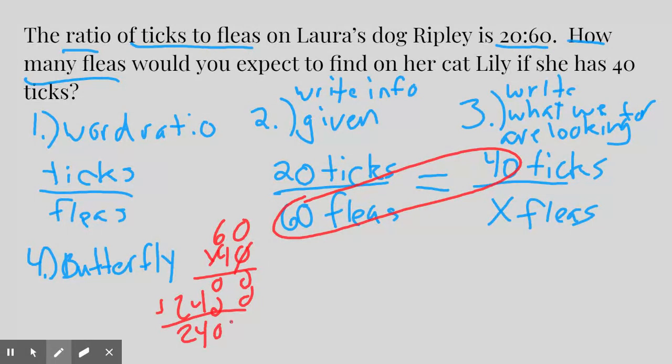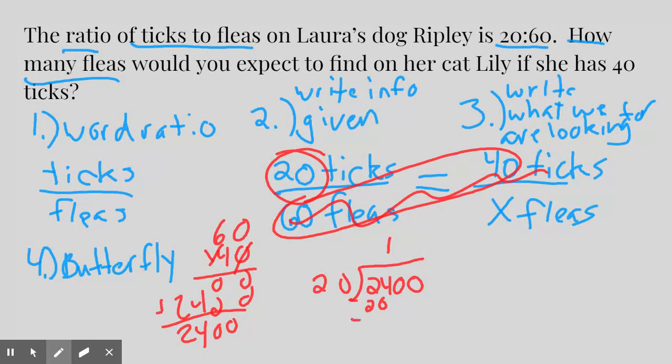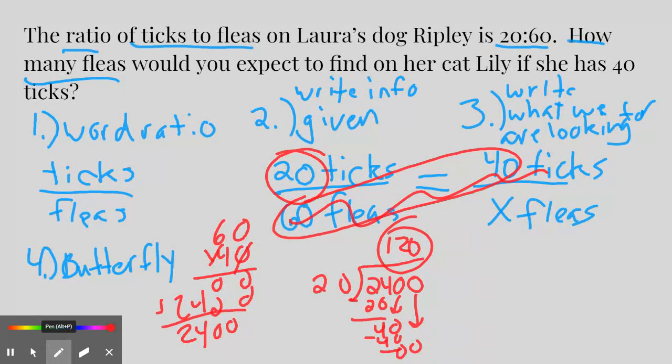And I get 2,400. Then I'm going to take that number, which I got, put it underneath my division sign. I'm done with these two. Whatever is left over is what I need to divide by. So 20 can go to 24 one time. 20 can go into 40 two times. And 20 cannot go into 0. Therefore, I have 120 on top. So we would say my answer is X equals 120 fleas.